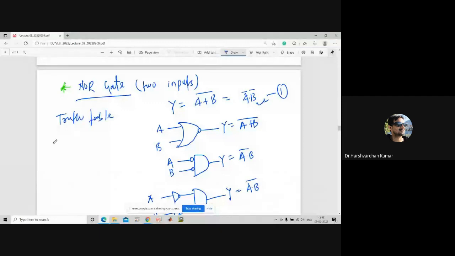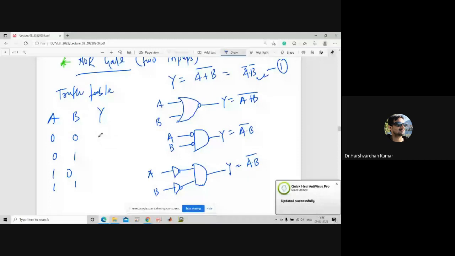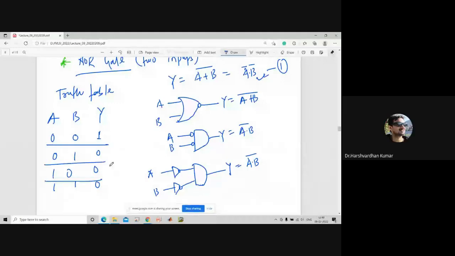The truth table has columns A, B, and Y, with inputs 0, 0; 0, 1; 1, 0; and 1, 1. What would be the output here for the NOR gate? For 0, 0 it will be 1. For the remaining, it will be 0, right? True? Yes, sir. Okay, so by using the truth table only, we can design the circuit.